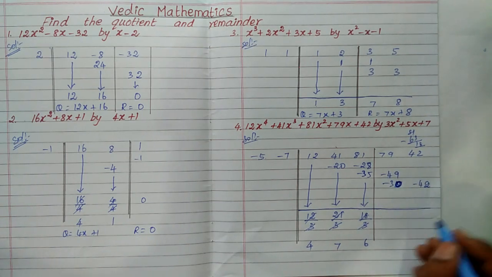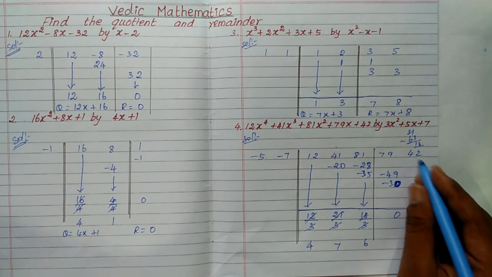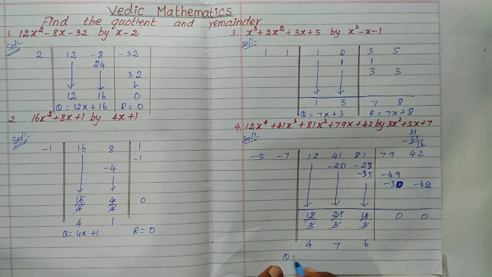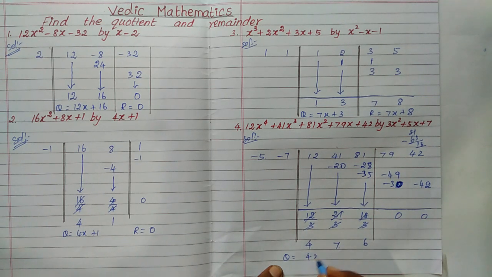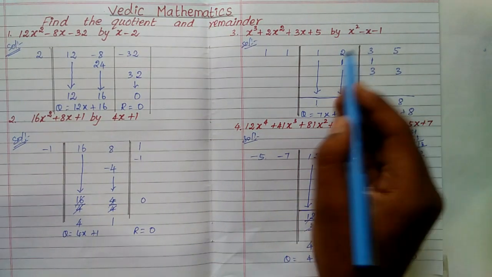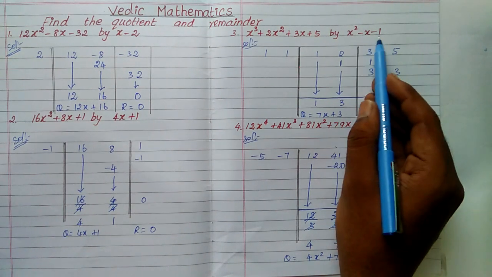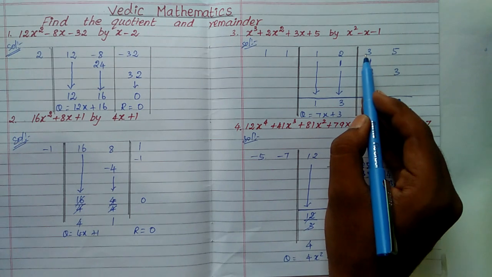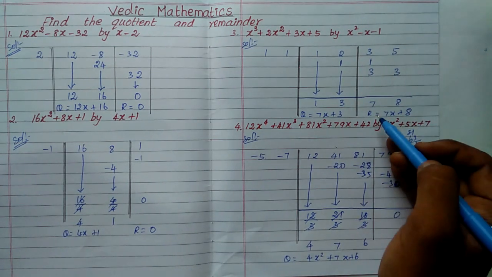So plus 79 minus 79 is 0, and plus 42 minus 42 is 0. So therefore the quotient is the constant term and x square: 4x square plus 7x plus 6, and the remainder is 0. So while solving, here totally 3 terms are there, so here we have to take only 2 terms. So the remainder will be in 2 terms.